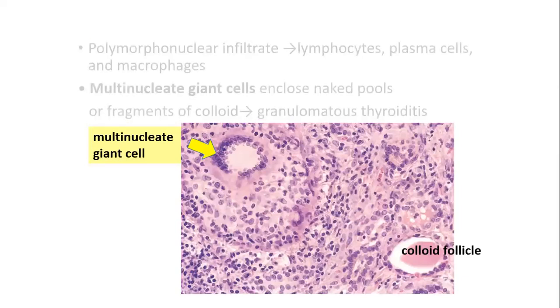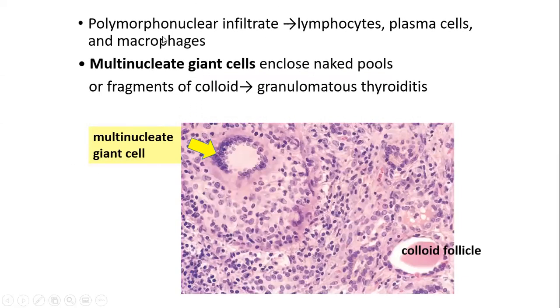Multinucleated giant cells are very classic to see in this. When you see polymorphous infiltration, it's not about neutrophils here, but about multiple types of cells. Lymphocytic predominance, plasma cells, macrophages, giant cells. In the center there are multinucleated, circularly arranged giant cells containing fragments of colloid. These giant cells are nothing but epithelioid modified macrophages. So that is granulomatous thyroiditis.